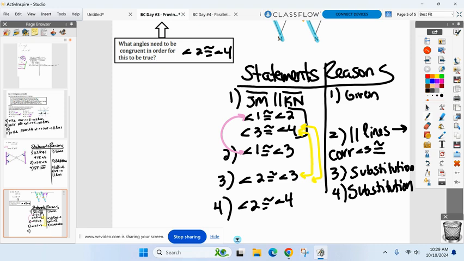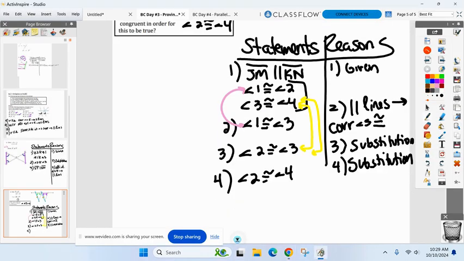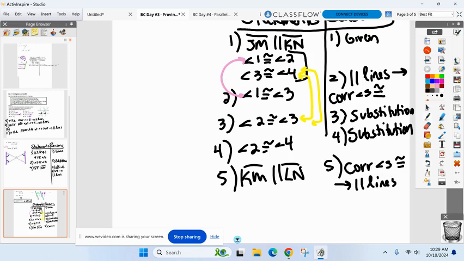If 2 is congruent to 4, that makes KM and LN parallel. Whoa, maybe not. And the reason: what type of angles were 2 and 4? Corresponding angles. I heard a couple people say this, but you forgot a key word. If you just put the arrow there, that's incorrect. Just because you have corresponding angles means squat. You want parallel lines, those corresponding angles have to be congruent to each other. Congruent corresponding angles imply parallel lines.